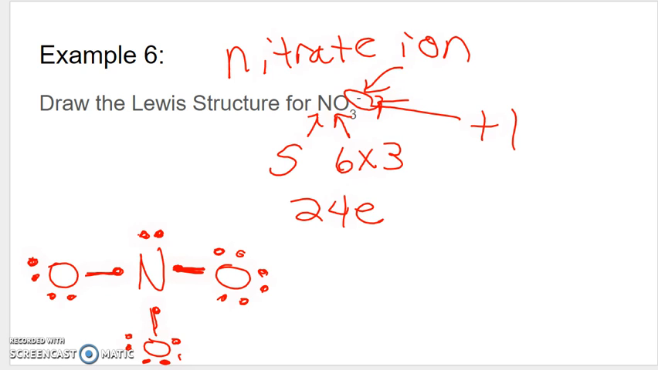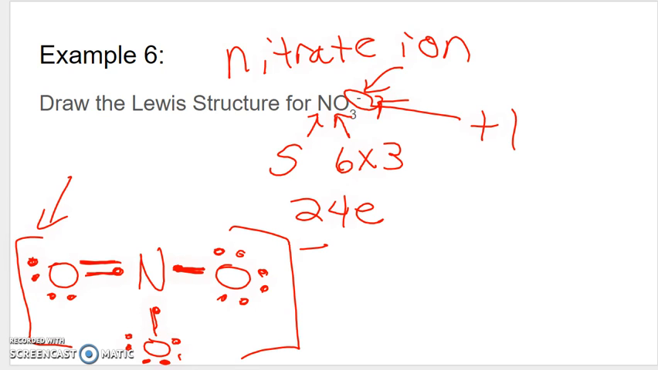Problem, because this guy right here is not following the octet rule. So we just redistribute a pair of electrons from the central atom, from here, and we're going to make this a double bond right here. And now our nitrate ion is very happy. You show it's an ion by putting it in square brackets and putting a negative outside.